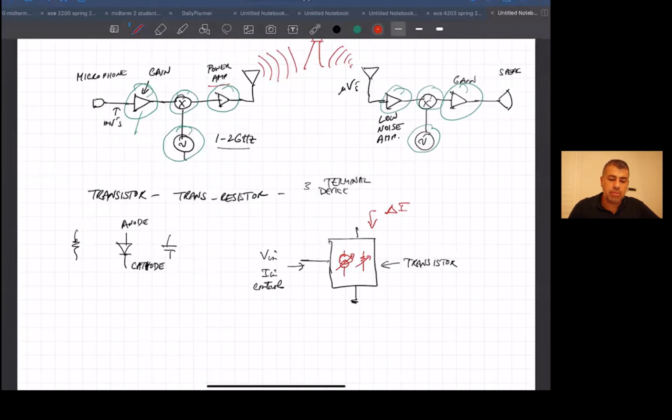So this is probably going to be the first three-terminal electronic thing you've seen, or component. And basically that's the key thing it does. You have this independent terminal that controls the current through this other terminal. Okay.